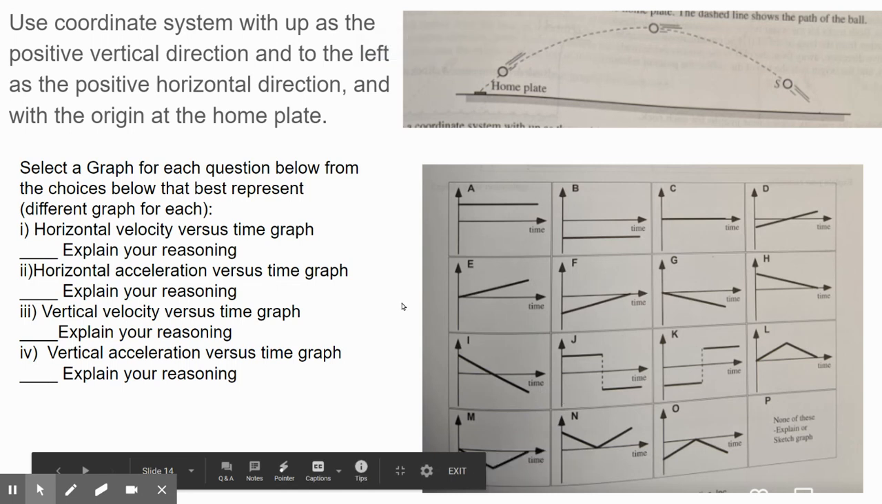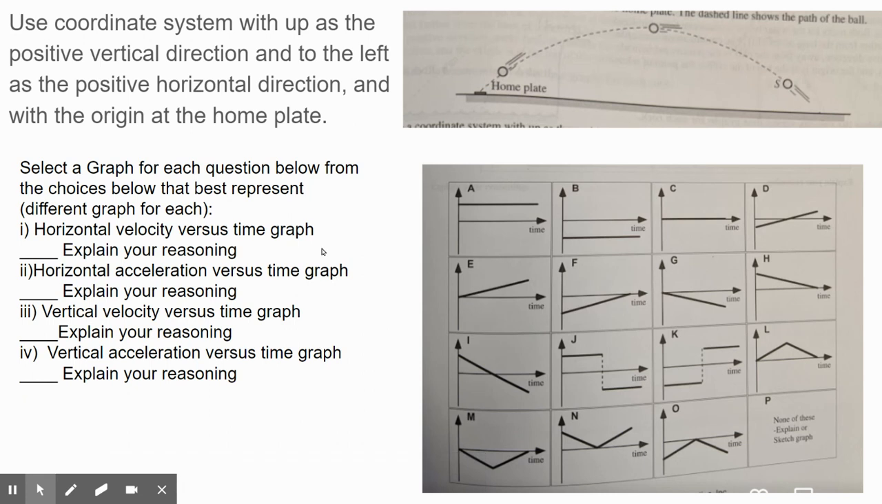1, 2, 3, or 4. So let's start with number 1. Horizontal velocity versus time graph. I want you to say A, B, C, D, E, F, G, H, I, J, K, L, M, N, O, or P. So number 1, horizontal velocity versus time graph. You're going to put a letter A through P. Throw it in the chat. I don't care if you're wrong.